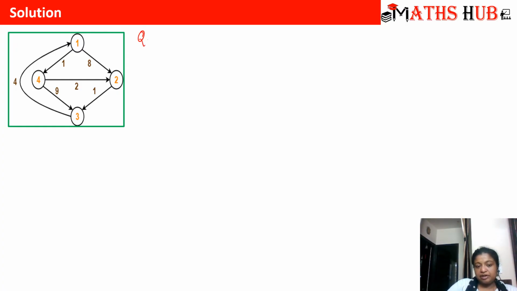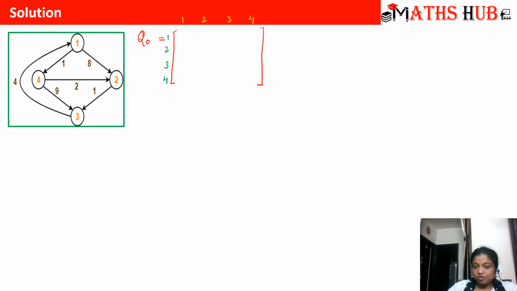Now what is the weight matrix Q naught? The weight matrix Q naught is just similar to an adjacency matrix, but in an adjacency matrix the entries are 1 and 0, whereas here we are going to enter the weights of the edges. So you can see that we have vertex 1, vertex 2. We are going to write the vertices in the rows and the vertices in the columns also: 1, 2, 3 and 4.